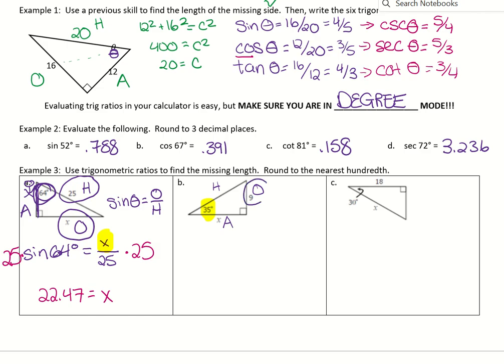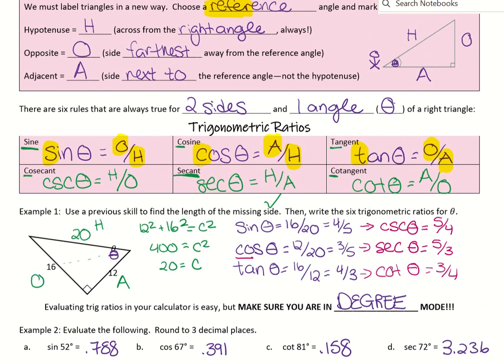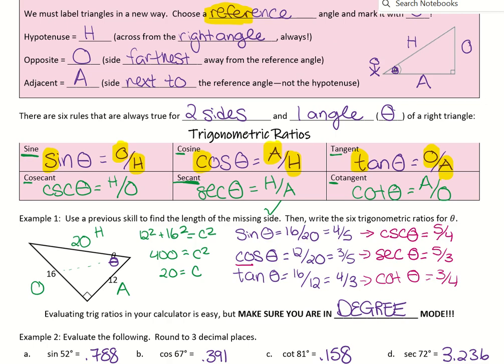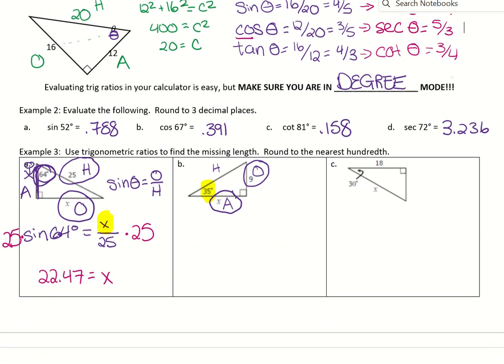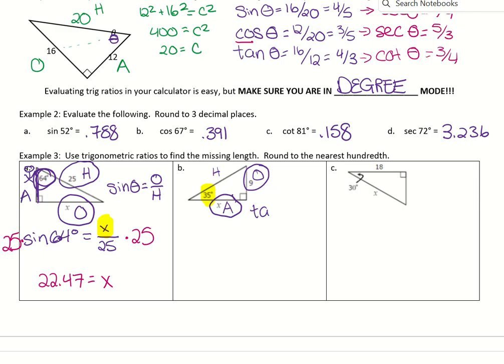So since we've got O and A labeled for us, we're going to use the trig function that has O and A in it. So if we go back here, tangent is the trig function with O and A in it. So we're going to set up a ratio. Tangent of theta is equal to 9, or O over A. I'm just going to write that over here and then fill it in. So tangent of 35 degrees is equal to 9 over x.